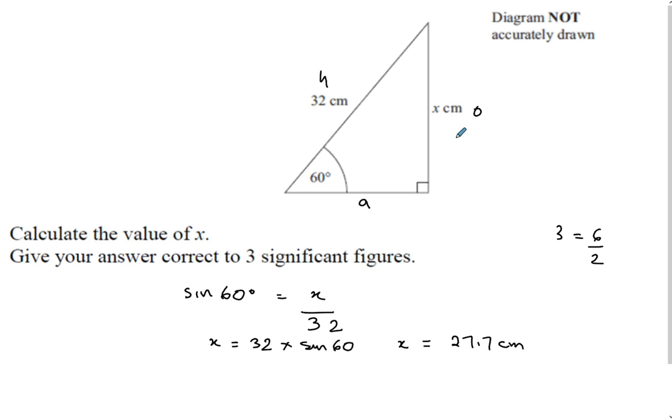Okay, it's a shorter side, so a good check is to make sure that it is less than the hypotenuse, which is the 32 centimeters. Yes, so you're more or less certain you've got it right. Okay, let's try another question.